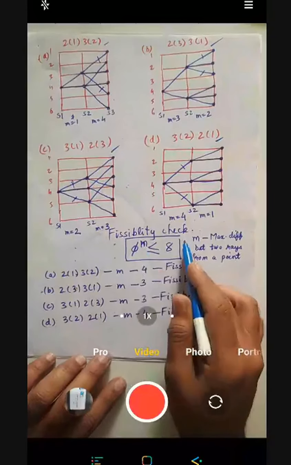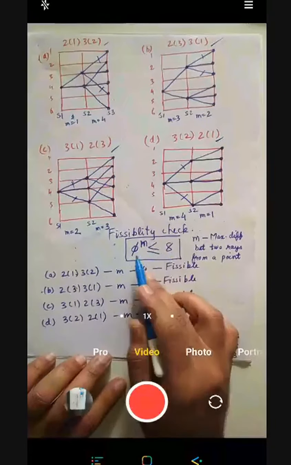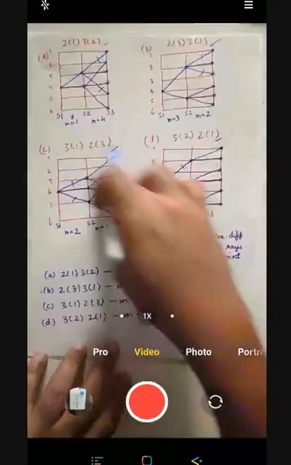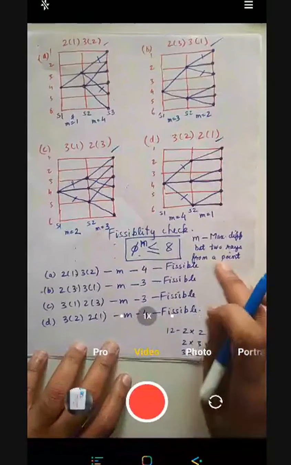And then we check the feasibility. It has a formula: 5 raised to m should be less than 8. 5 is your geometric progression value, and the m value you have to calculate from the diagram. M is the maximum difference between two rays from a point.